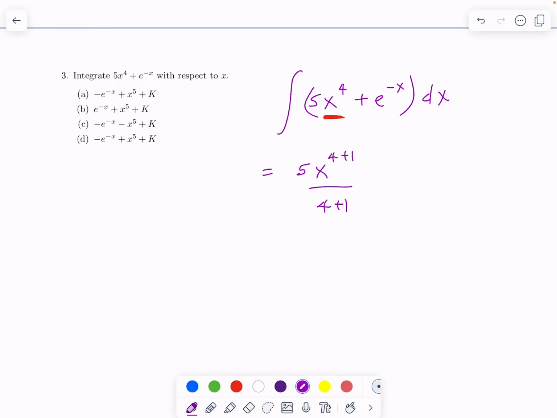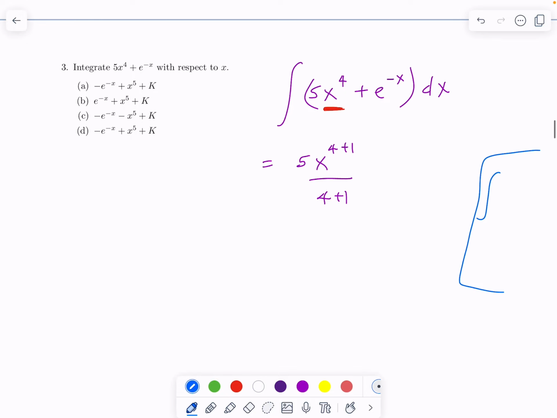And recall that now for the second one, which is the integral of e to the power of negative x, the integral of e to the power of negative x dx is equal to negative e to the power of negative x plus the constant of integration. So using that, I'm going to have plus negative e to the power of negative x plus the constant of integration.